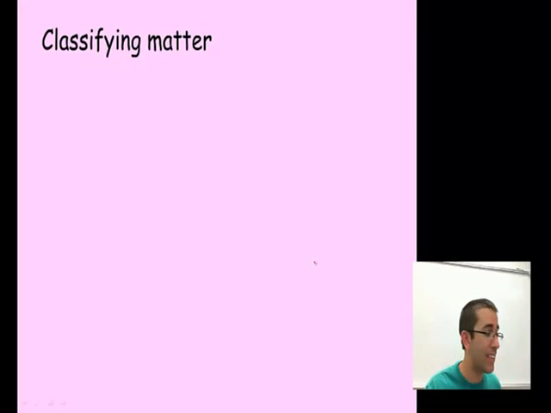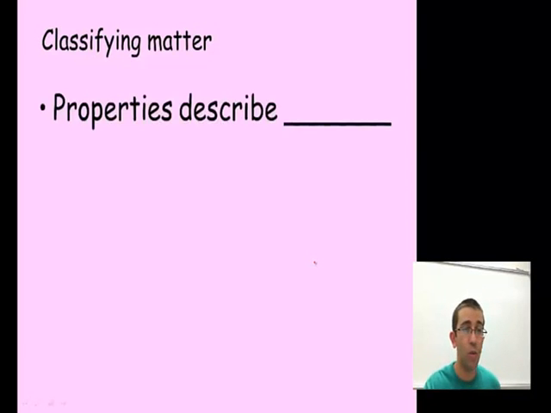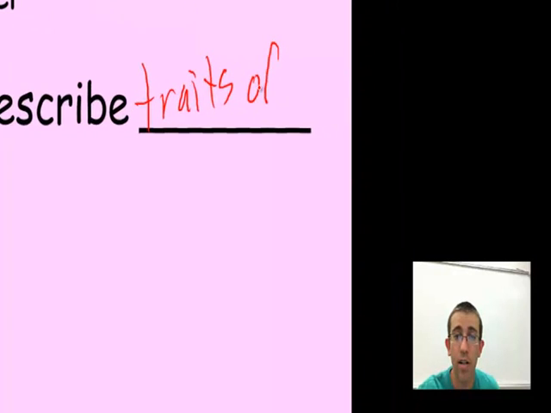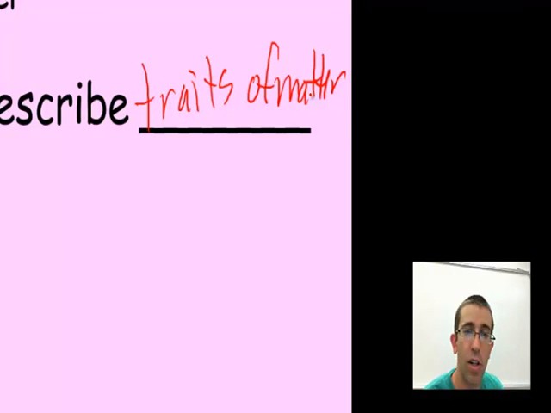Alright, so classifying matter is what chemists do to make sense of the world. And we base these on common properties, as we just talked about, and properties describe traits of matter. We talked about it just a second ago with our vegetables. They were green. All right, that was a trait of the matter that we were describing there, the properties.